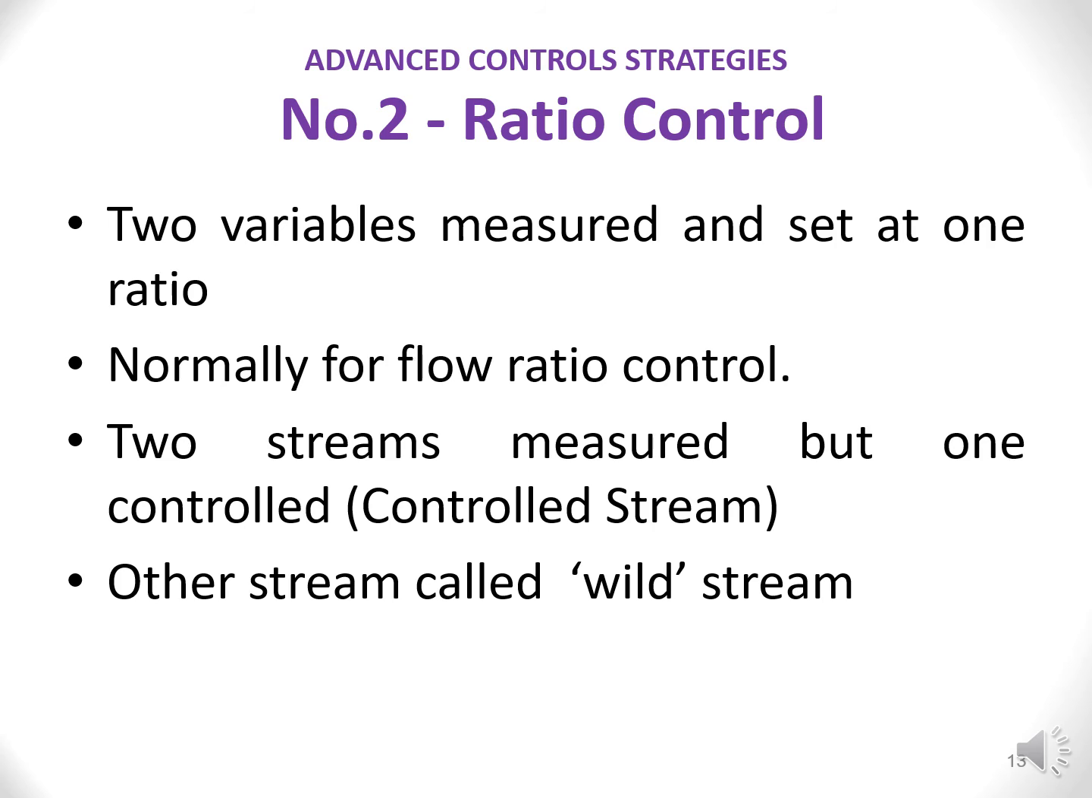Normally here, two streams are measured, but only one is being controlled. The other stream, which is not being controlled, we call the wild stream, the one that is just changing and moving. Because of that, normally the ratio will change. With one wild stream, the ratio keeps on changing. So that needs to be controlled, and that's why we have this ratio control, to control it to the ratio that we want for the particular system.